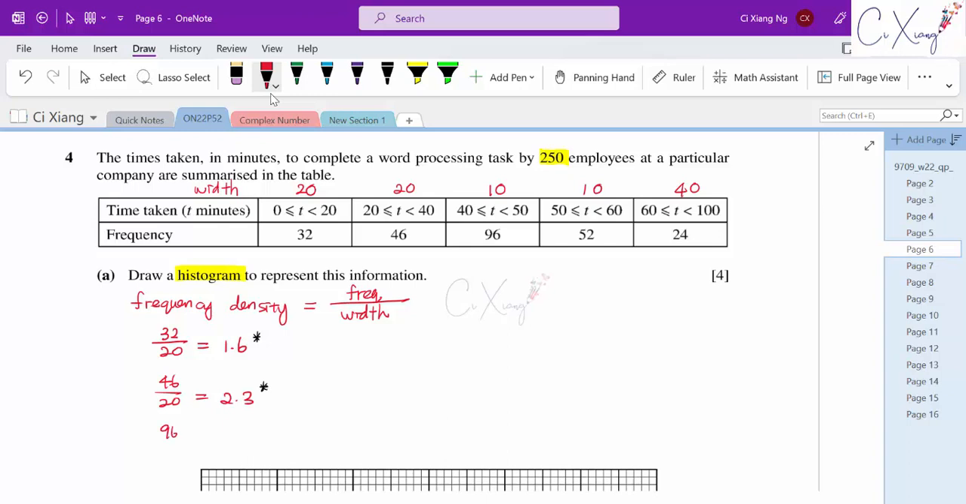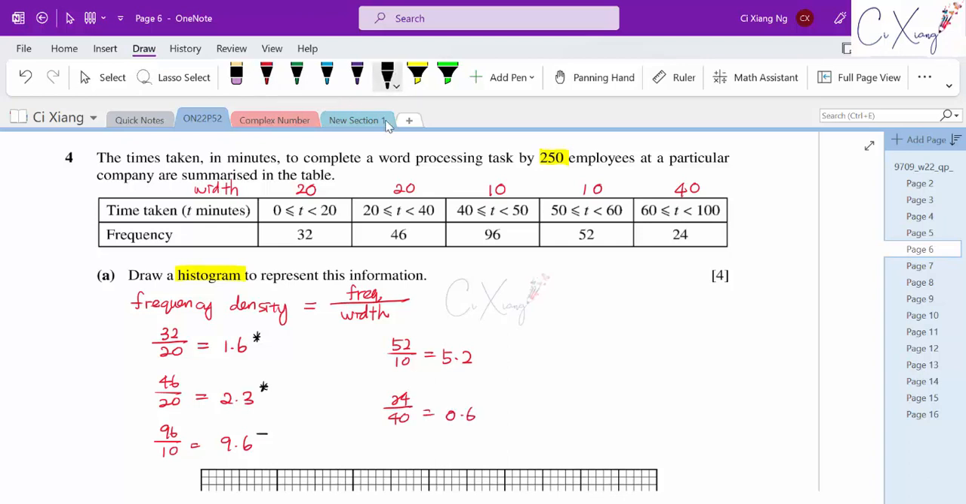So I'm having 96 divided by 10, I got 9.6. The fourth class will be 52 divided by 10, I got 5.2. And the last class is 24 divided by 40, then I get 0.6.